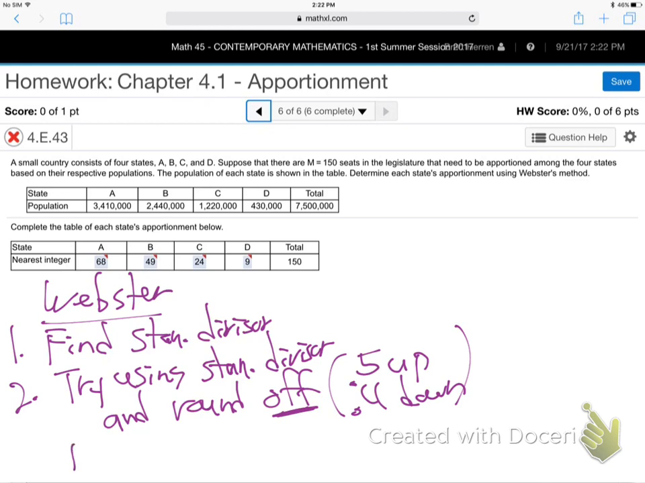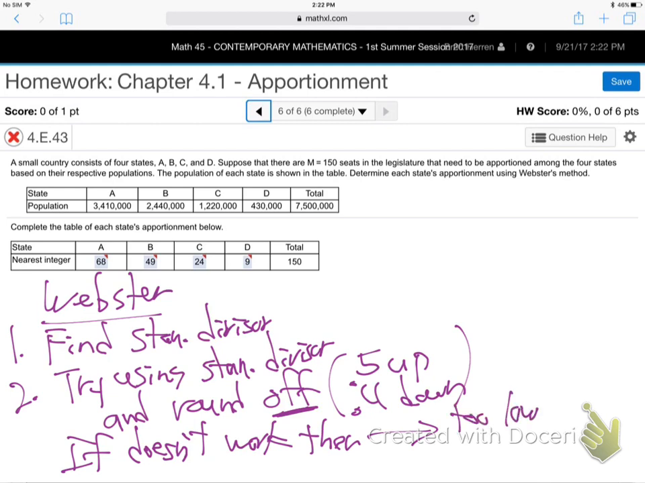If that doesn't work, then you know what to do from there. If it's too low, actually go lower. If it's too high, you go higher, etc. The rest is the same.